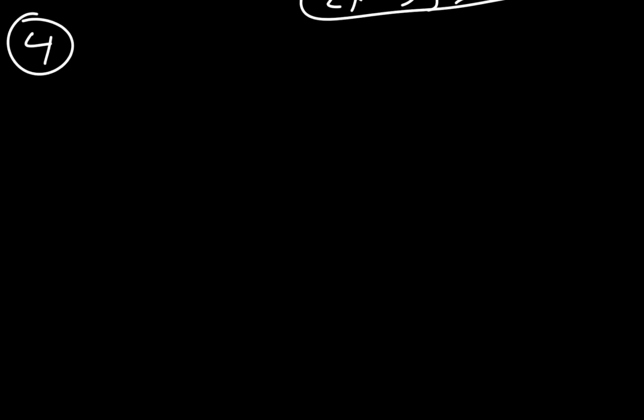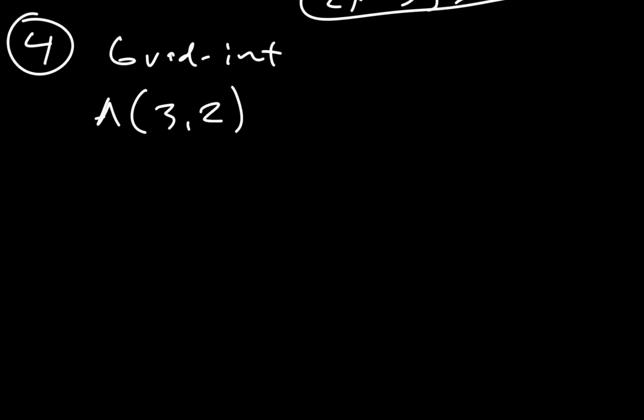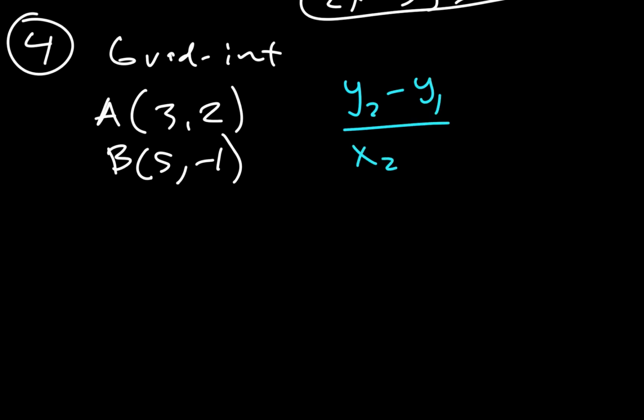It says find in gradient intercept form the equation of the line which passes through A, which is (3, 2), and B, which is (5, -1). So to do this, we first need to find the slope, or the gradient. And if you remember, this is one version of how we find slope.